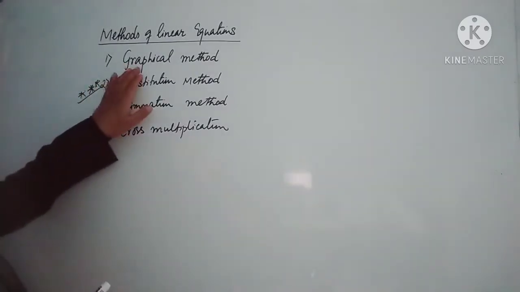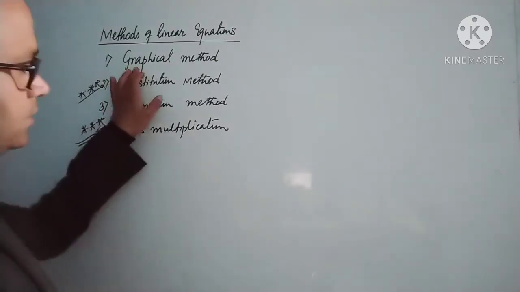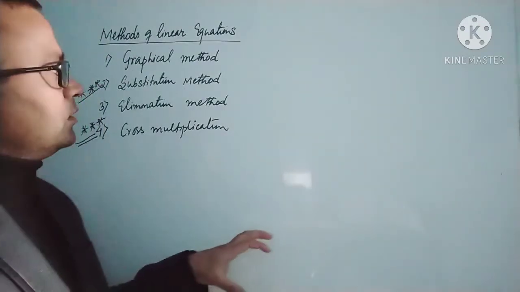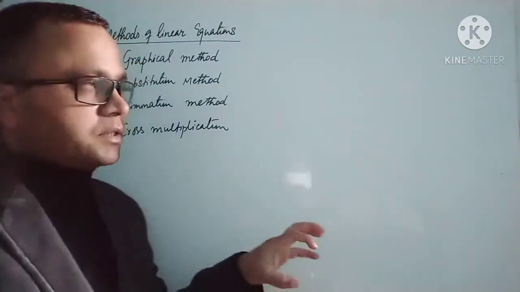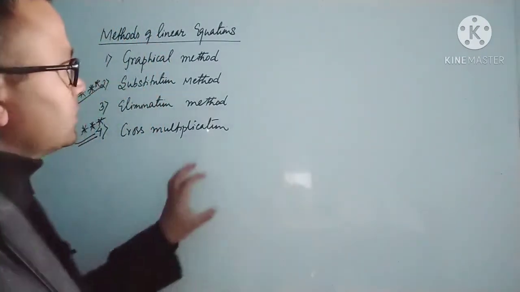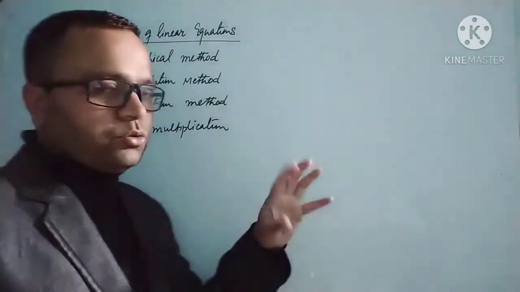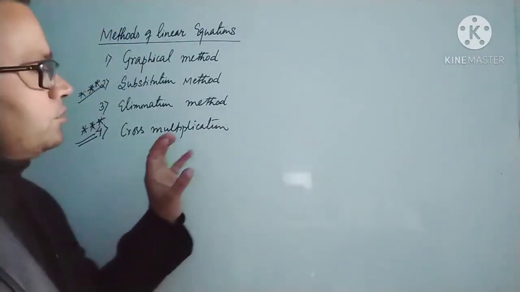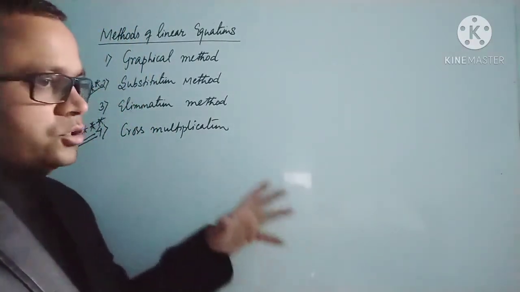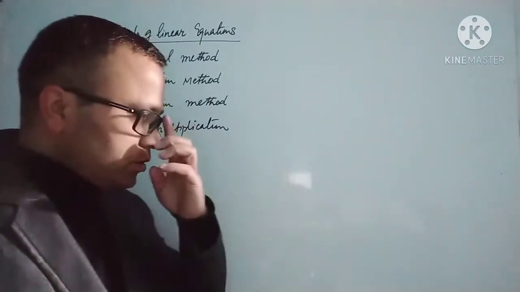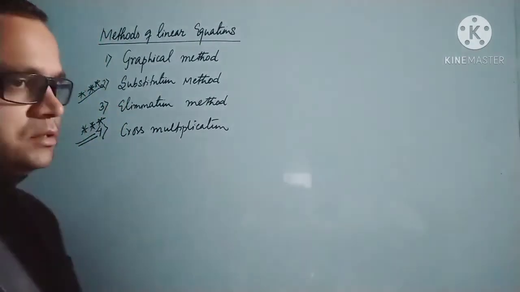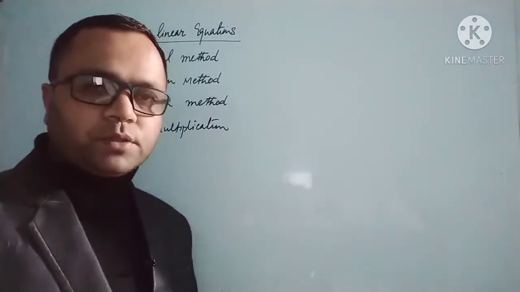Now in case of the graphical method, if the solution of the given equations is unique, then we can easily obtain the values of x and y from the graph. If there is no solution or many solutions, there is no possibility of finding x and y. Only in case of unique solution can we obtain the values of x and y from the graph.